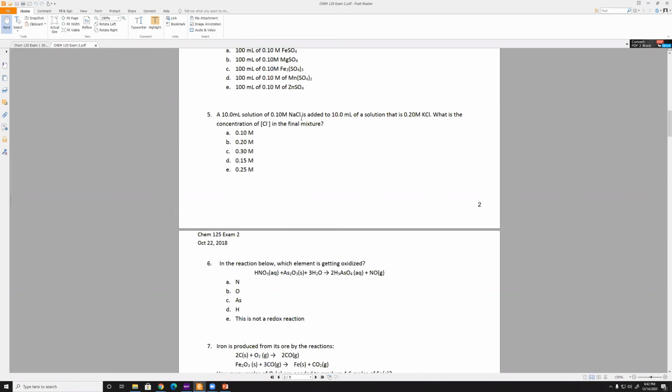Okay, 5. A 10 milliliter solution of 0.1 molar NaCl is added to 10 milliliters of 0.2 molar KCl. What is the concentration of Cl ions in the final mixture? All right, here's a good one. Has to do with concentration, right? Amount.